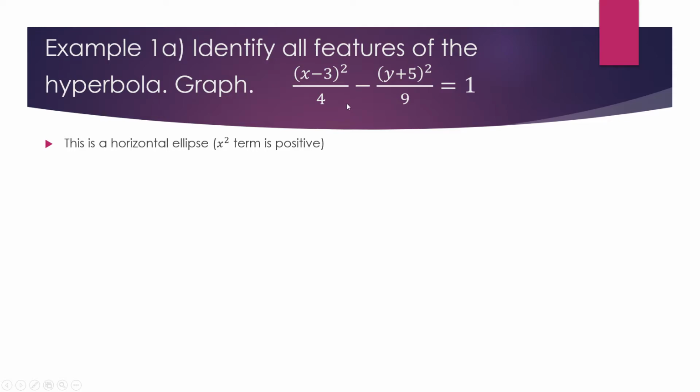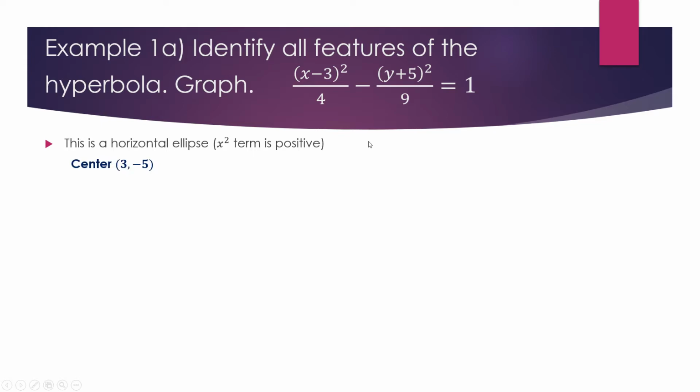But we know it's horizontal because the x term is the positive term. Notice that the number underneath the x term is not the biggest number. What tells us that it's horizontal is that the x term is the positive term, and the y term has the minus sign in front of it.